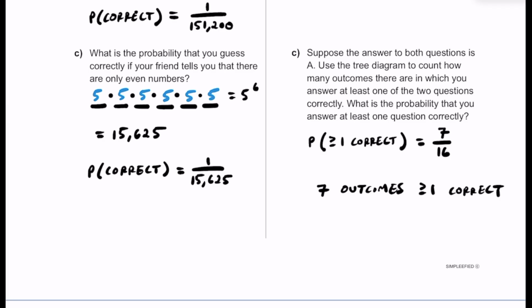And you could write that as a decimal or a percent as well if you wanted to know those in those forms as well. All right, cool.